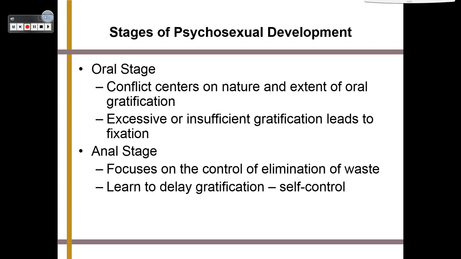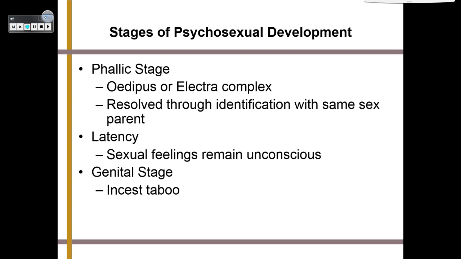And what this means is that as an adult, they're going to be very messy, very disorganized, and in times of stress, they are just going to let everything go and allow themselves to just be messy in the moment instead of trying to control the situation. So those are two different types of fixations in the psychosexual stages of development. The next stage we want to talk about is the phallic stage.